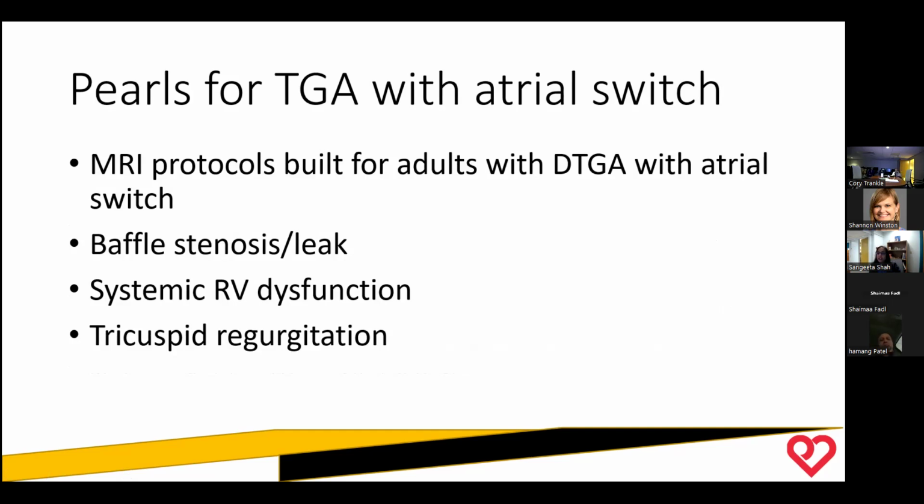So the pearls for DTGA with atrial switch. First of all, we have MRI protocols built for adults. So our technicians have them built in the machines, which is great. We are looking for baffle stenosis. We're looking for baffle leak. We're looking for systemic RV dysfunction, and we're looking for tricuspid regurgitation. And that's where our focus is on these individuals.